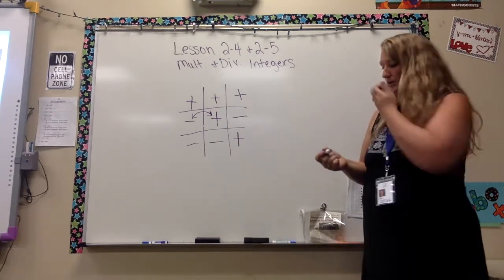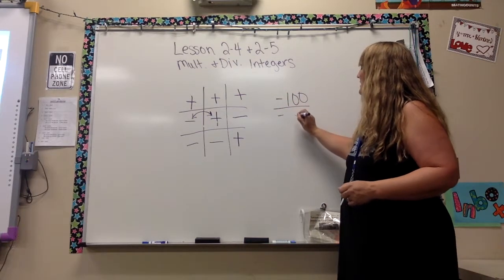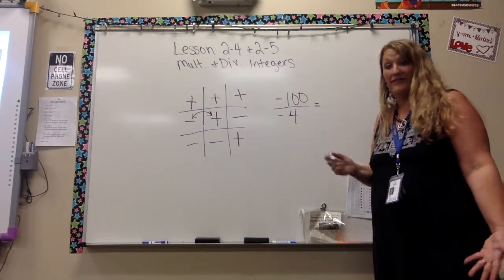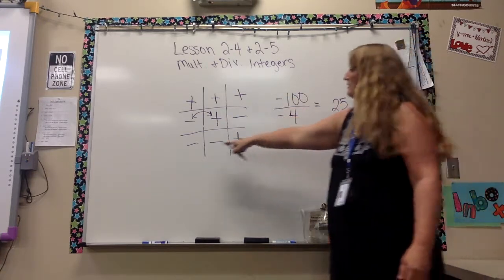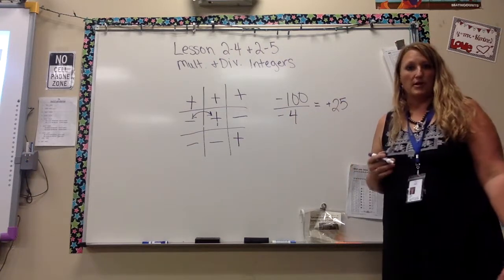So let's try division really quickly. If we have negative 100 divided by negative 4, we know that 100 divided by 4 is 25. And a negative divided by a negative is automatically a positive. So our answer is a positive 25.